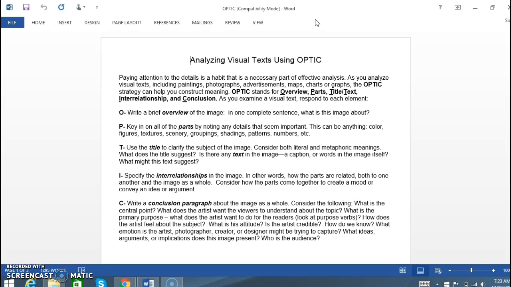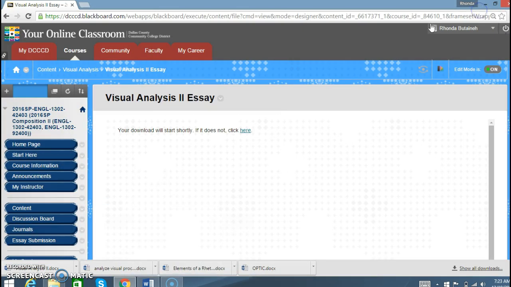I would perhaps discuss that in the introduction or when you're talking about the background information. Okay, and then how do all the parts work together. The conclusion paragraph is basically the analysis, and you will do this process almost through every part as you analyze the essay, or the image rather.